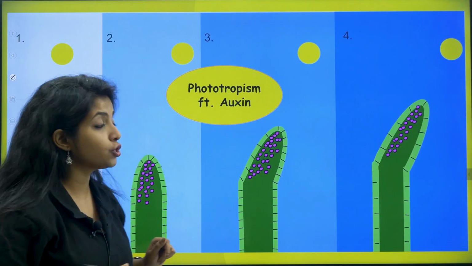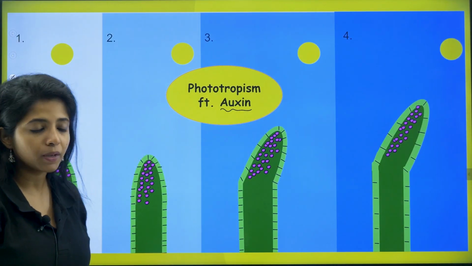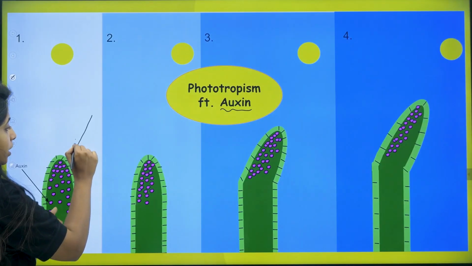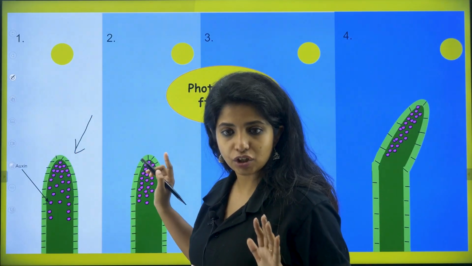Basically, there is a hormone which you call auxin. Now auxin is generally distributed at the tip like this, uniformly.